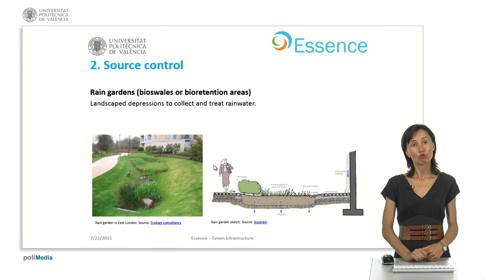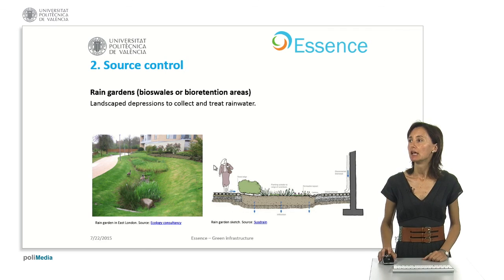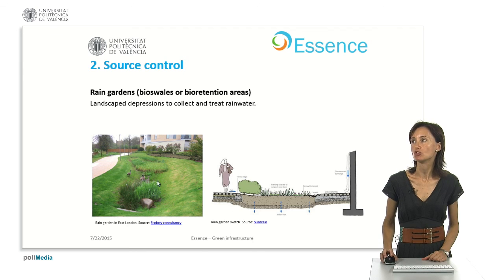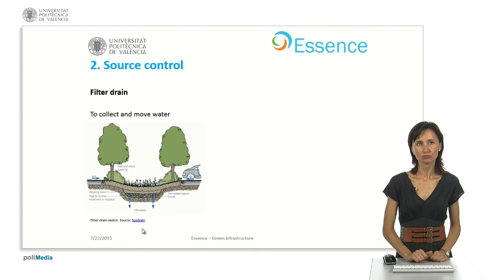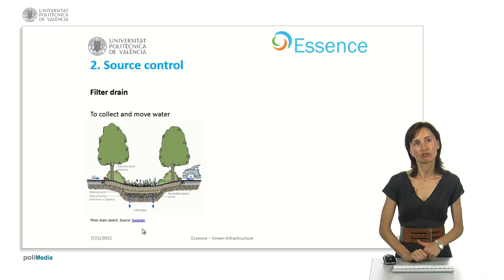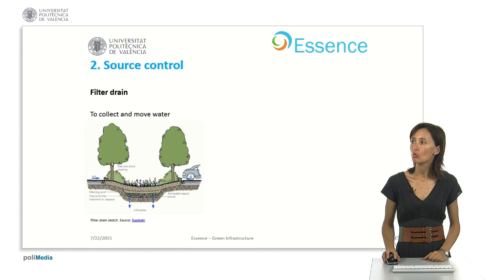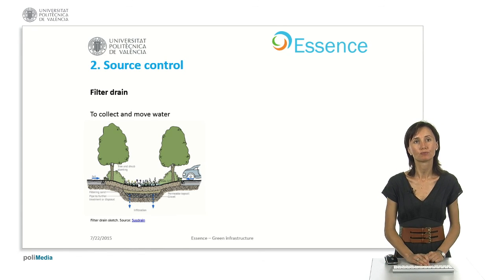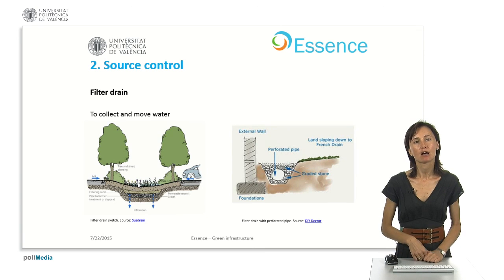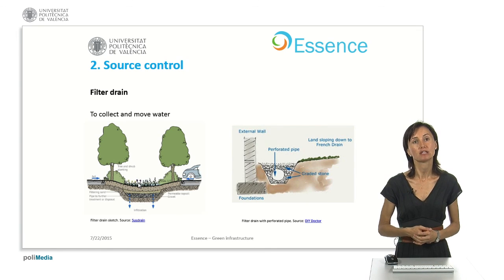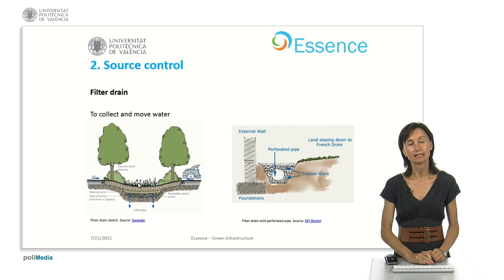We also have rain gardens, which are landscape depressions that collect and treat rainwater. Filtered drains are another type of source control elements, and they are gravel-filled trenches which collect and move water. They have usually a perforated pipe to collect the water.